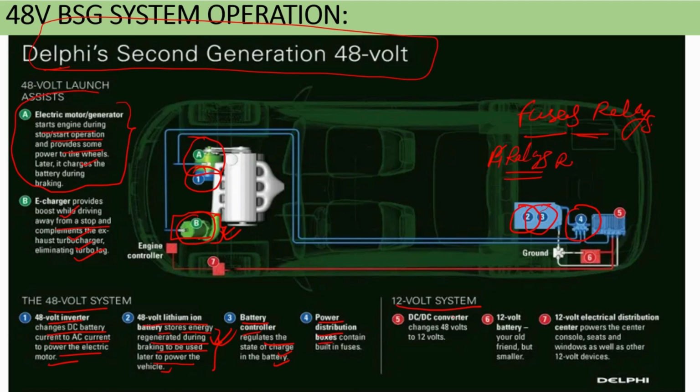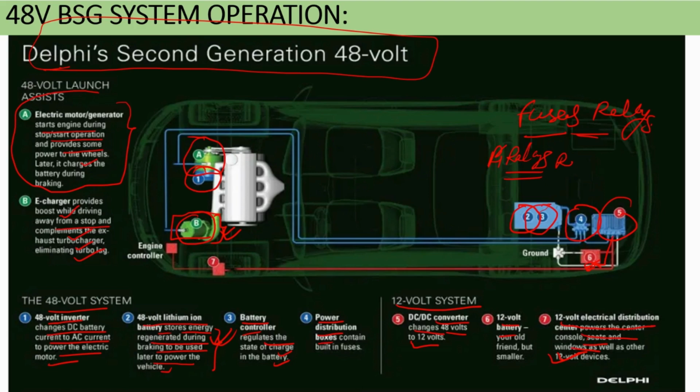Then the 12 volt system, which is nothing new. You have the DC-DC converter, the fifth one, which changes the 48 volt to 12 volt. And then the 12 volt battery, that is our old 12 volt electrical distribution that powers the center console, seats, windows, as well as other 12 volt devices. So I hope you understood the system and the function of each and every device.